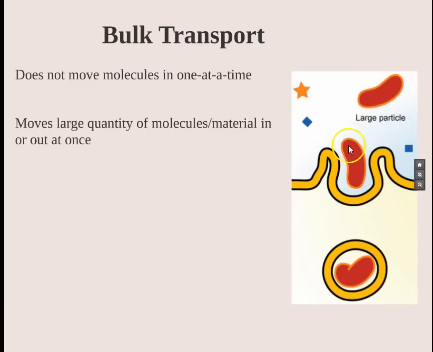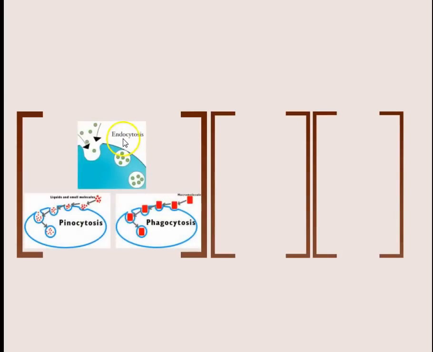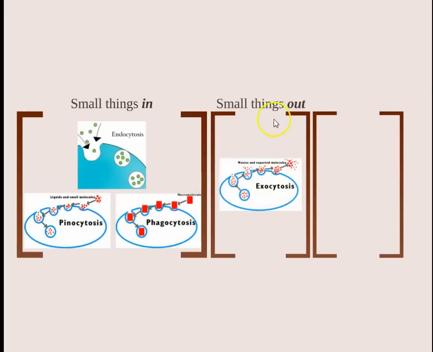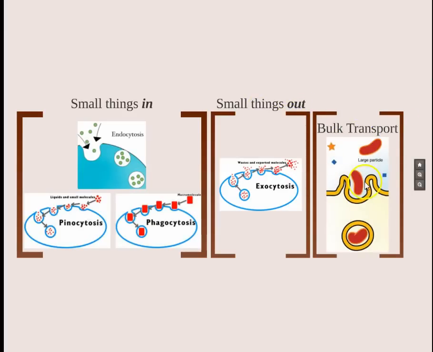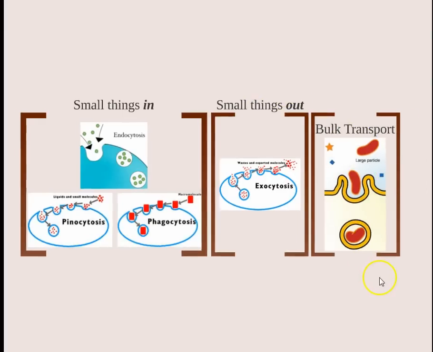Anyways, this is a large molecule entering the cell. Bulk transport, not one molecule at a time. Large chunks of stuff. So, just to recap, we've got endocytosis, pinocytosis, and phagocytosis. Those are things where something is coming in. Exocytosis, something is going out. And bulk transport, large things are moving either in or out.